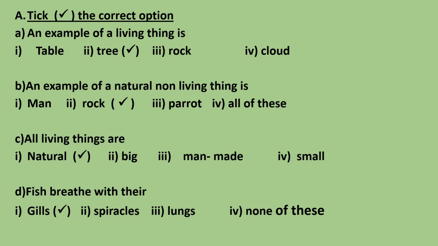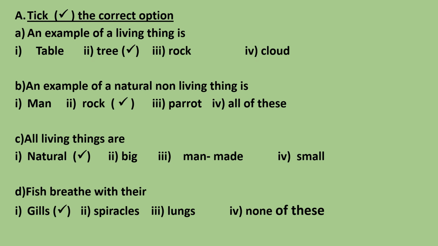B. An example of a natural non-living thing is man, rock, parrot, all of these. Children, first of all, what are natural things? Natural things are the things which are created by nature, and non-living things are the things which do not need food, which do not reproduce, which do not grow, which do not breathe or feel.